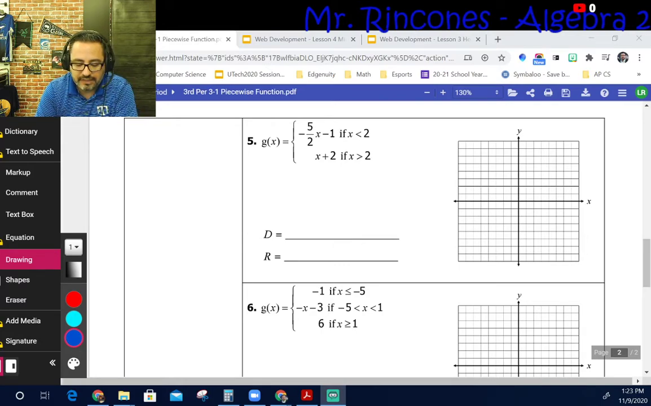Notice how there is something missing in here. So this is a less than, this is a greater than. I don't see an equal to, right? So there is nothing, this function does not exist at 2, right? It doesn't have the equals. So let us graph each part of this. So we're going to graph each piece. So let's take a look.